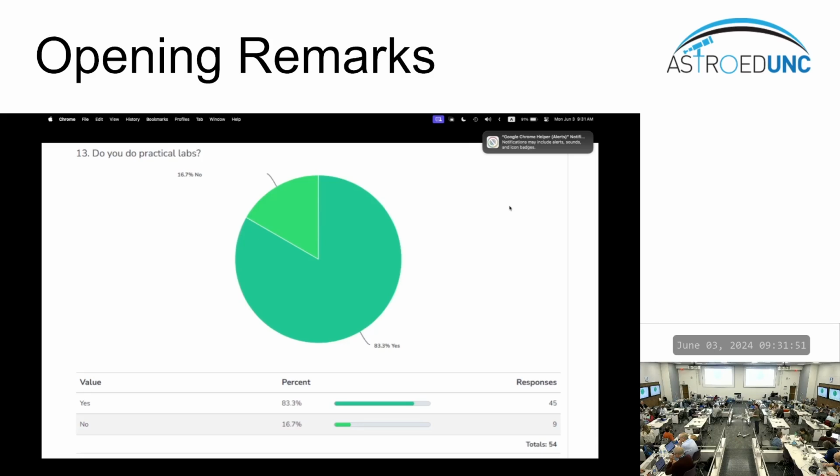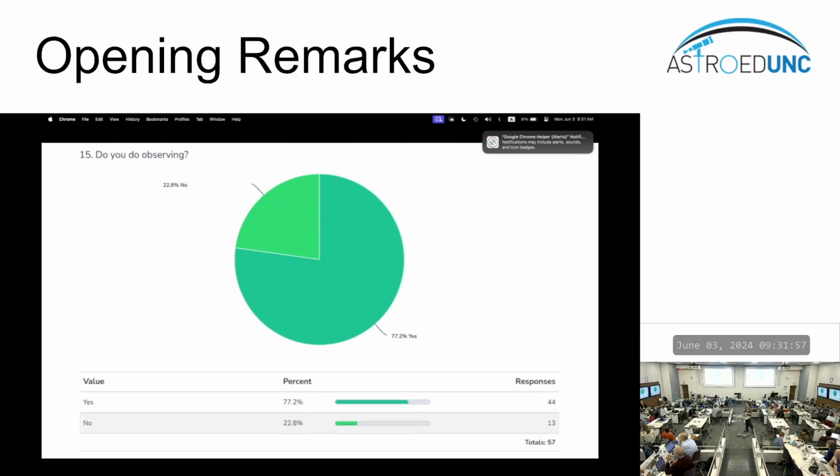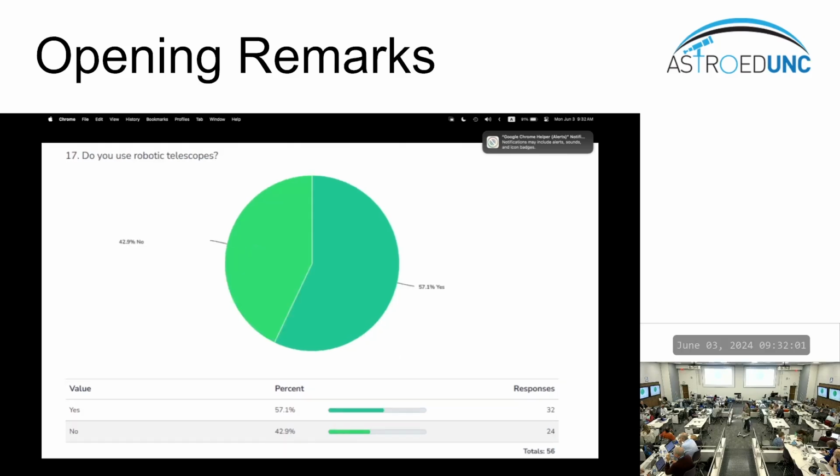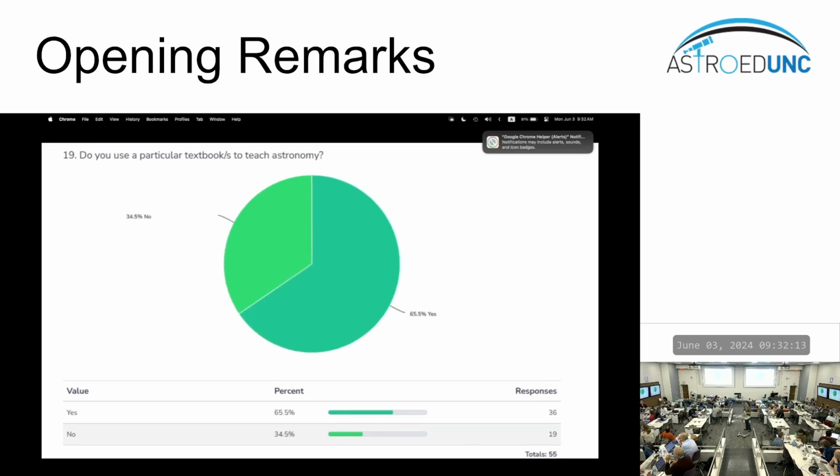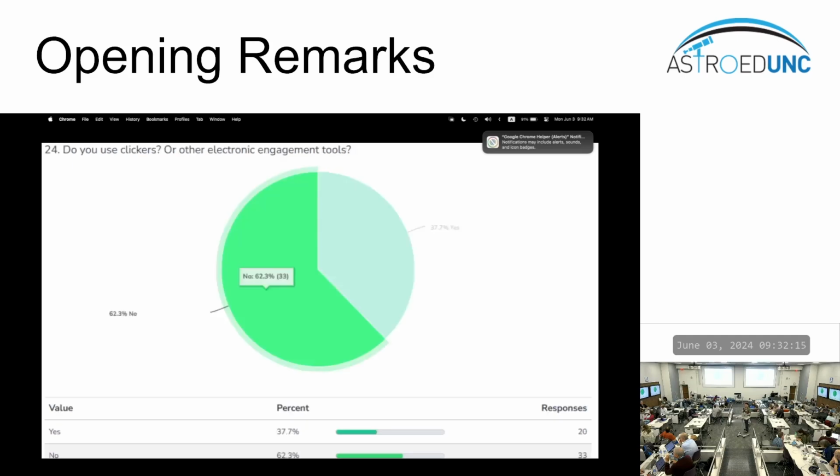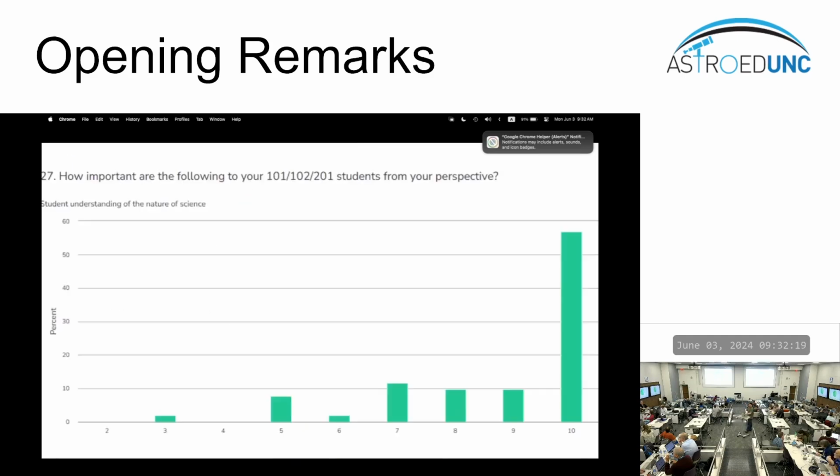So for those of us who teach undergrad, how many of you do practical labs? Most of you. How many of you do observing? About three quarters. How many use robotic telescopes? Just over half. And that is probably higher than the general population, considering LCO and Skynet are both here and represented. Do you use a particular textbook? Do you use clickers? So it's kind of a half-half split.